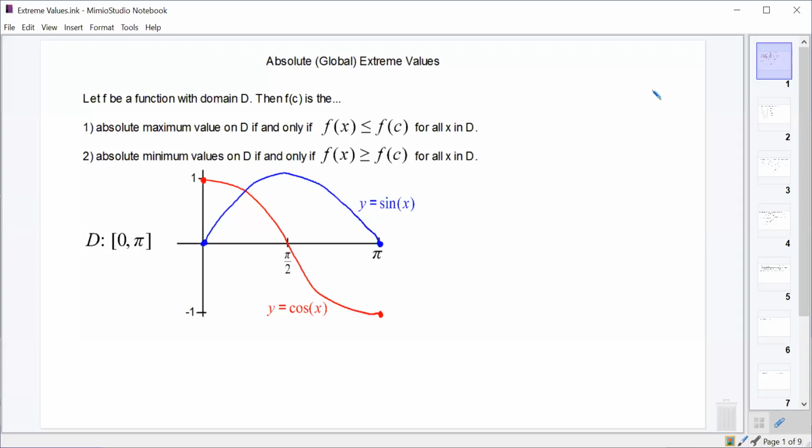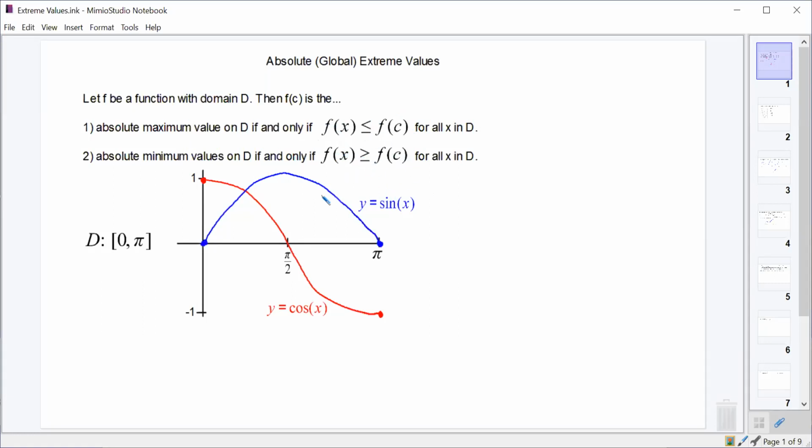So an absolute or a global extreme value of a function is the highest or the lowest point on the entire graph, or on whatever section of the graph that we are interested in and looking at. So we have an absolute max in the domain of our function if the value of our function is always less than or equal to the value at one other point.